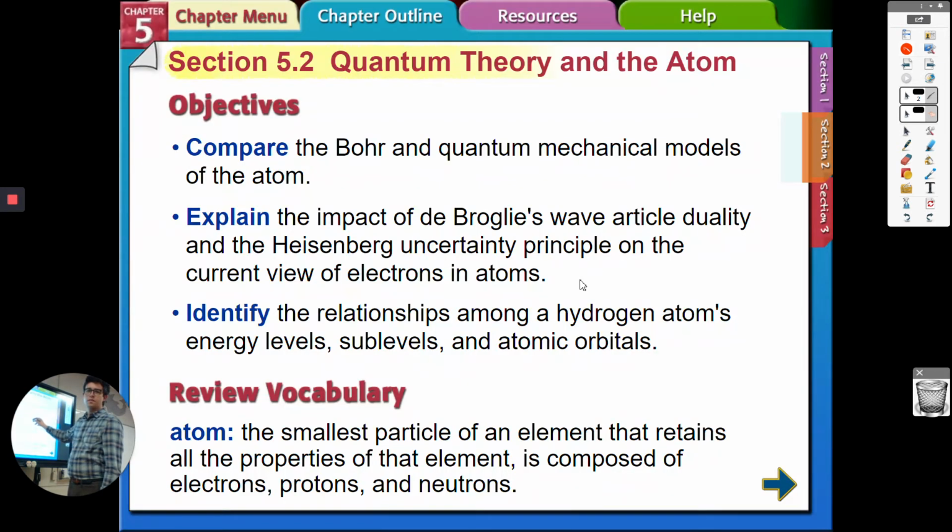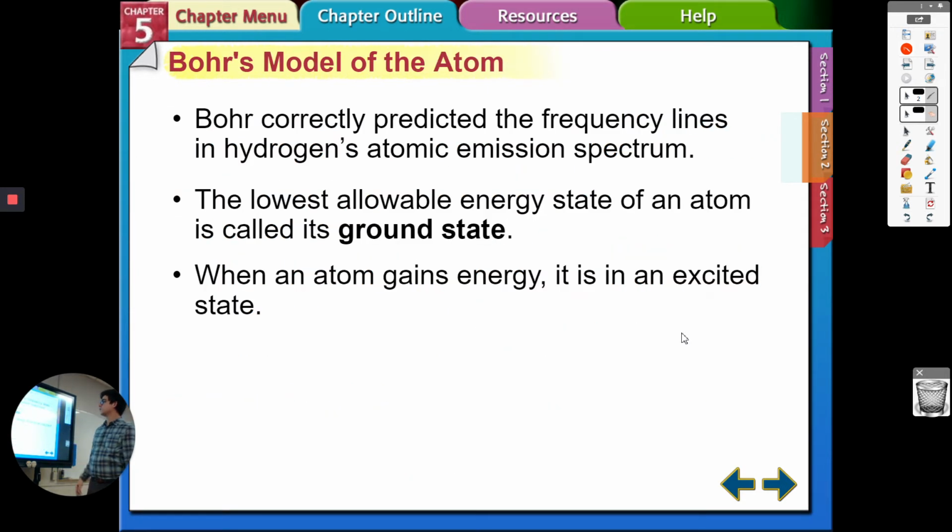So, we're talking about section 5.2, quantum theory and the atom. Specifically, we're going to talk about the Bohr and quantum mechanical models of the atom. Are you guys all with me? Yeah. Okay, good. There's your vocabulary. It says, Bohr correctly predicted the frequency lines in hydrogen's atomic emission spectrum. The lowest allowable energy state of an atom is called its ground state. When atoms gain energy, it is an excited state.